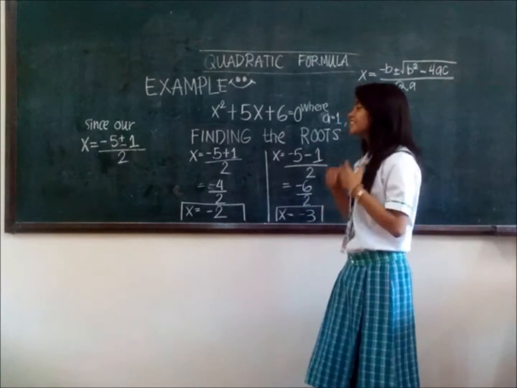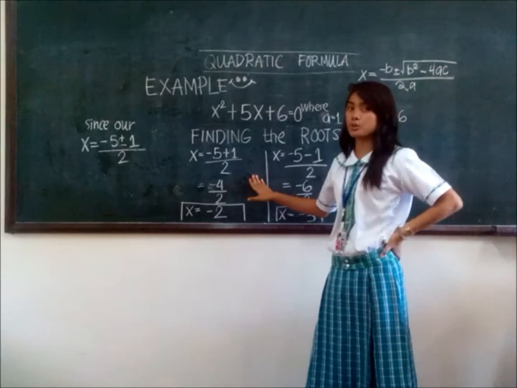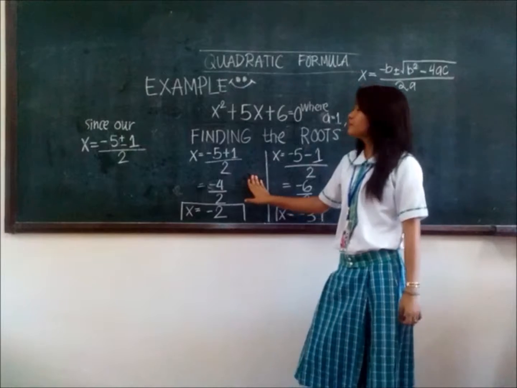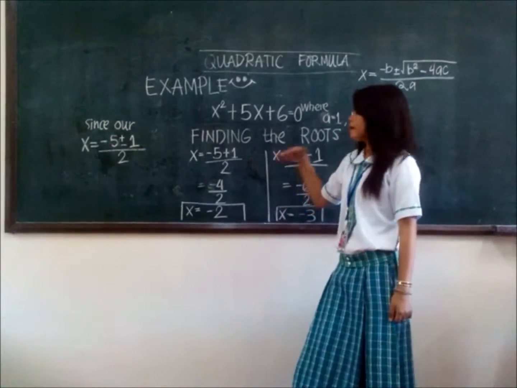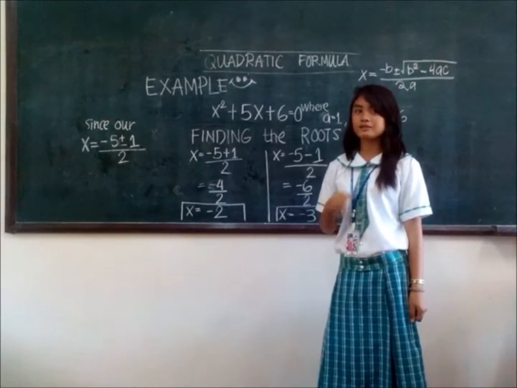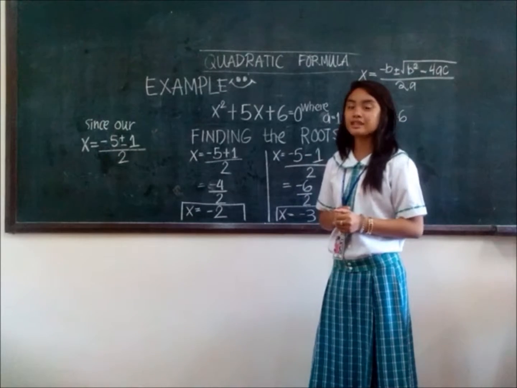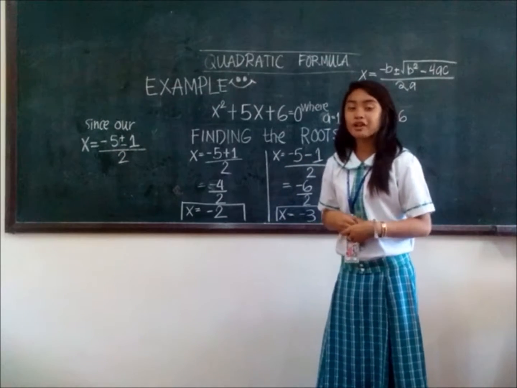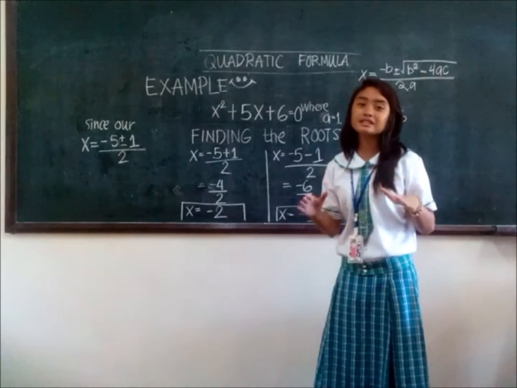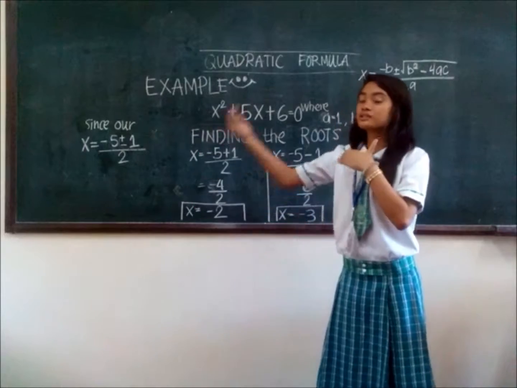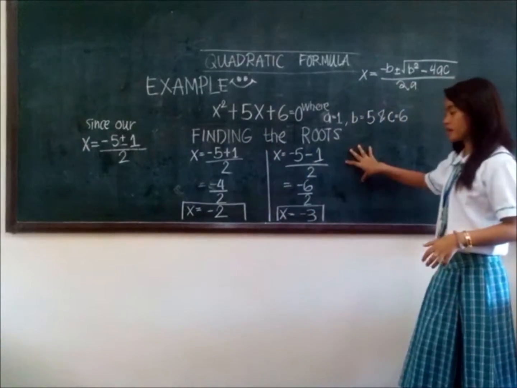Our x is equal to negative 5 plus 1 over 2. And the answer is negative 4 over 2. Why negative 4? Because negative 5 plus 1 is equal to negative 4. Our x is equal to negative 2, because negative 4 divided by 2 is equal to negative 2. Remember that in division, if your divisor and dividend have different signs, the answer will always be negative. And same with multiplication.